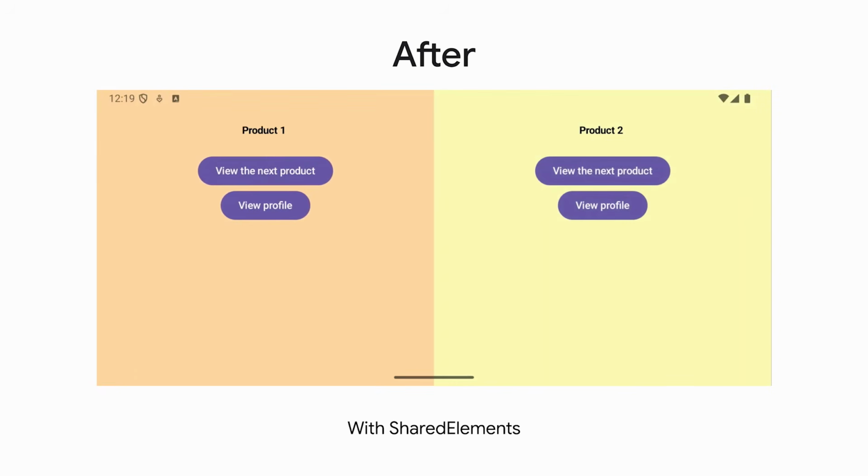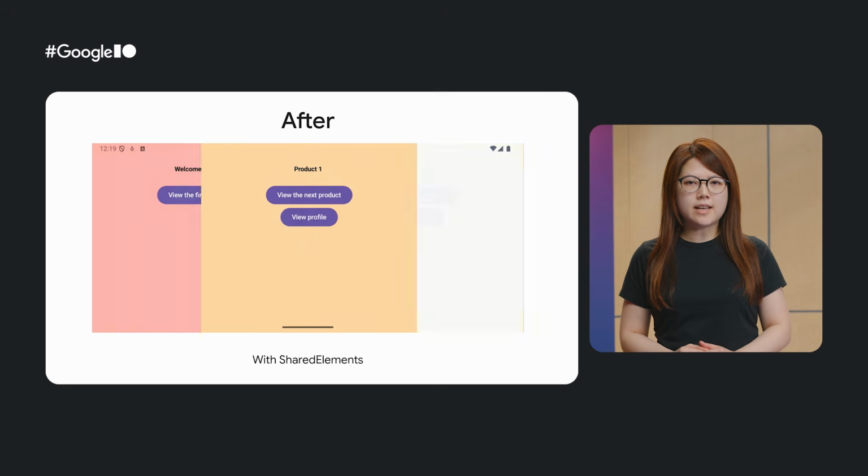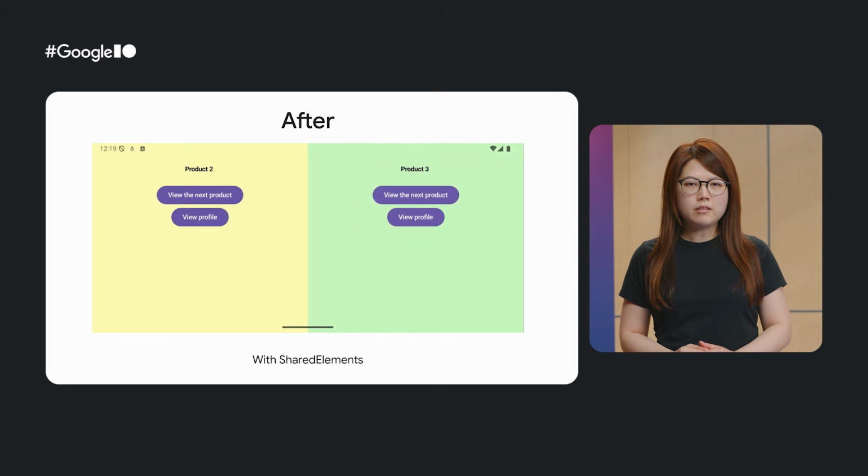Let's go back to the same app. Now you can see that as you navigate to the next screen, the product that is currently on the right side slides smoothly to the left. As mentioned, support for shared entries is added in 1.1, so all you have to do is apply shared transitions. Let's see what the code looks like.